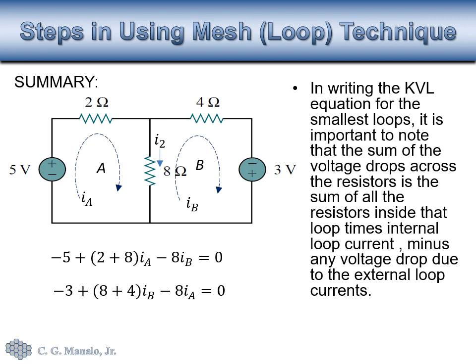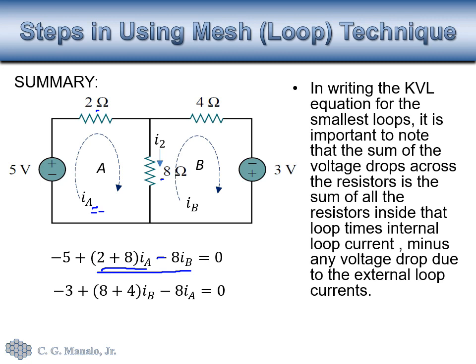It is important to note that when we wrote the KVL equations, the voltage drops across the resistances can be summarized as this voltage drop, which is really the voltage drop inside this loop due to this current in this loop, loop A, which is simply the sum of 2 and 8 times this current, minus the drop due to the currents outside of this loop.